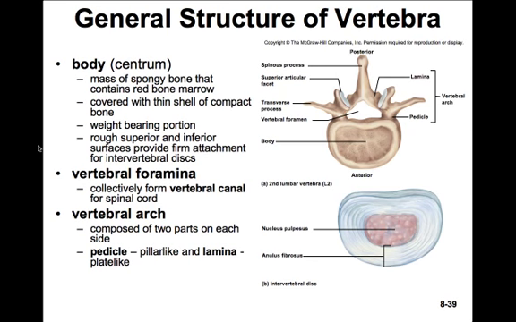So each vertebra has the same general structure. It has a body and a vertebral foramen, or hole, through which the spinal cord goes. What surrounds the foramen is the vertebral arch. The vertebral arch is composed of 2 portions, the pedicle right here and the lamina, which is sort of the tent-like portion on each side.